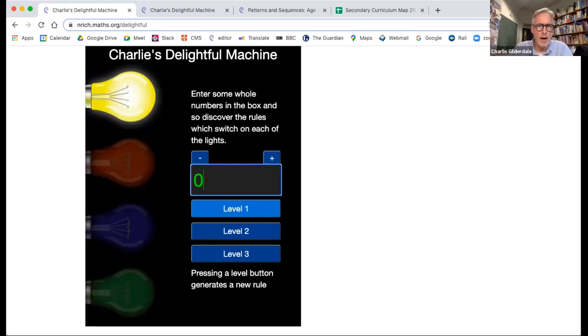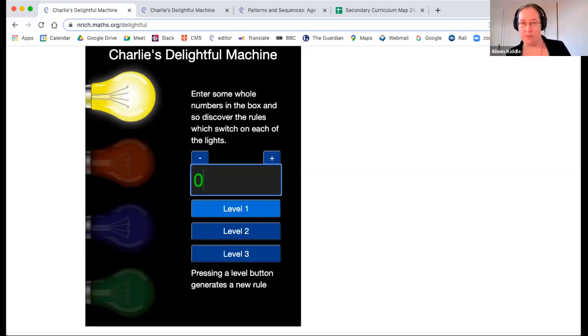Okay, so we enter some whole numbers in the box, and there are rules of the linear sequence type that we've just been talking about that determine whether the light switches on or not. And our initial challenge is to work out what are the rules that switch the yellow, the red, the blue, and the green bulbs. And then later on, we'll add some challenges to that.